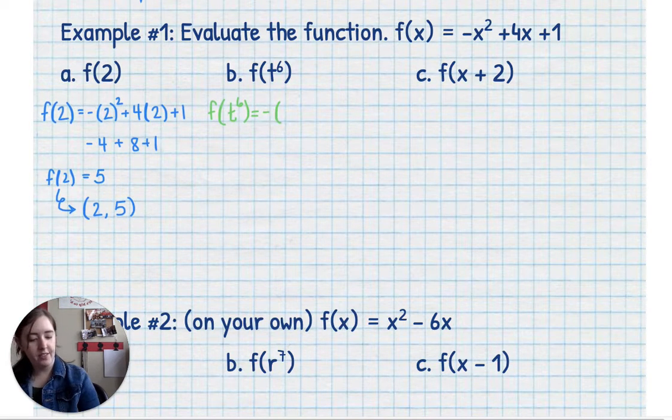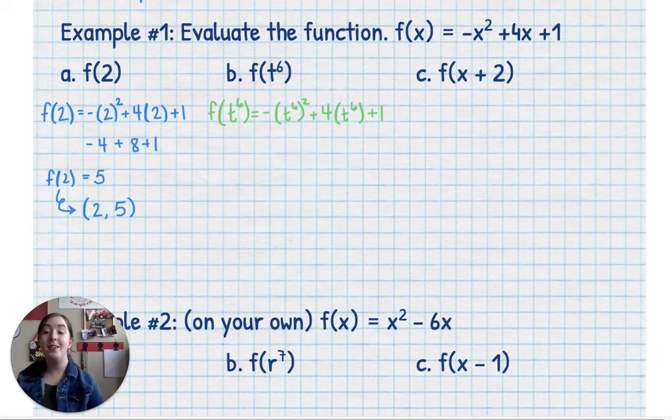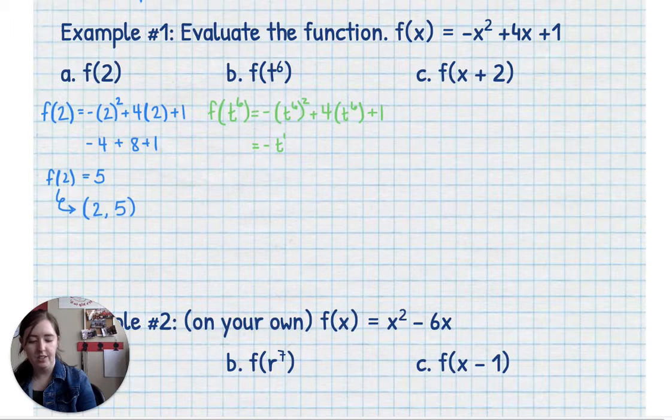Okay, so I want f of t to the 6th. So I'll have negative t to the 6th squared plus 4 times t to the 6th plus 1. All right, so now I'm taking t to the 6th and I'm squaring it, right? So that means I have t to the 6th times t to the 6th. When I multiply those together, I end up with t to the 12th. So now I have negative t to the 12th plus 4t to the 6th plus 1.